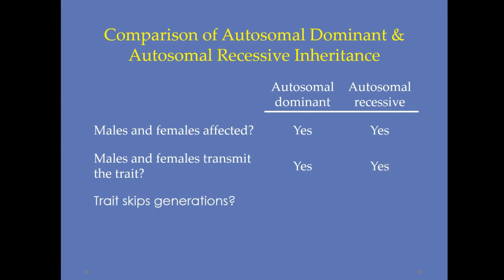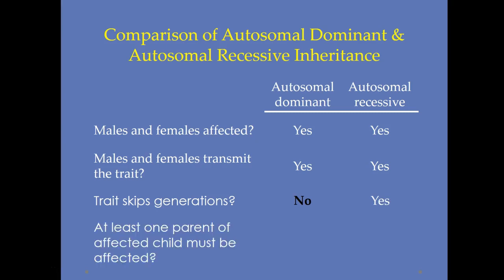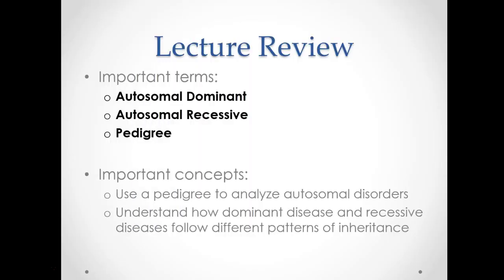Does the trait skip generations? No, in an autosomal dominant. It cannot skip a generation. Yes, in the case of an autosomal recessive. Does at least one parent have to be affected? Again, yes, in the case of an autosomal dominant, and no in the case of an autosomal recessive. You can have generations that do not have this trait in an autosomal recessive pattern, and then it appears. Okay, so important terms and concepts.